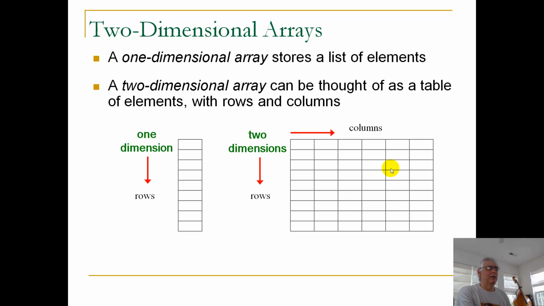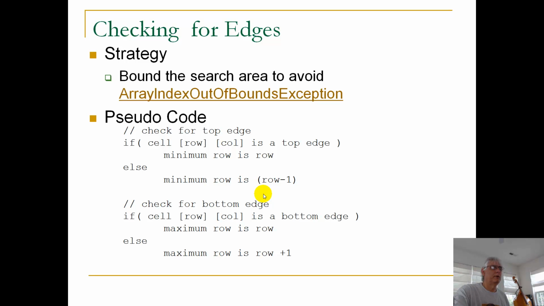So there's the one-dimensional array, pretty straightforward. There is the 2D array. So rows, columns, and remember we're row major. So when you're specifying the indices, the index of the row comes first.